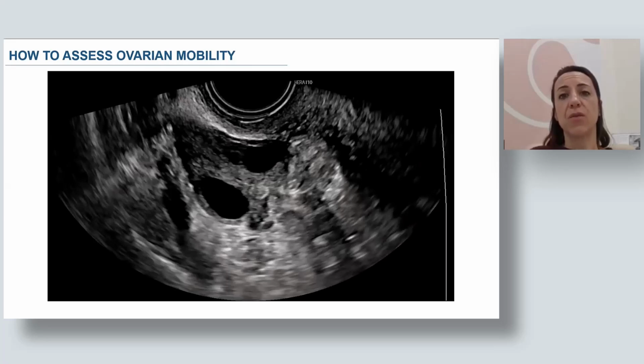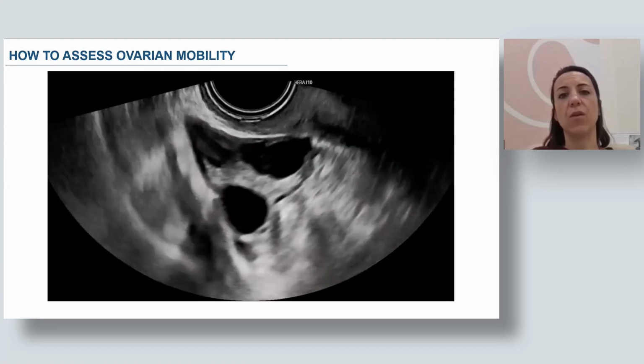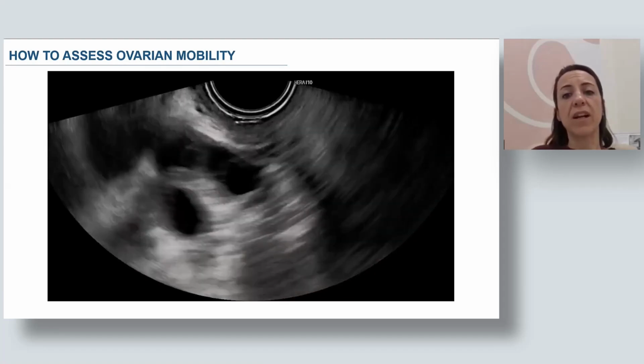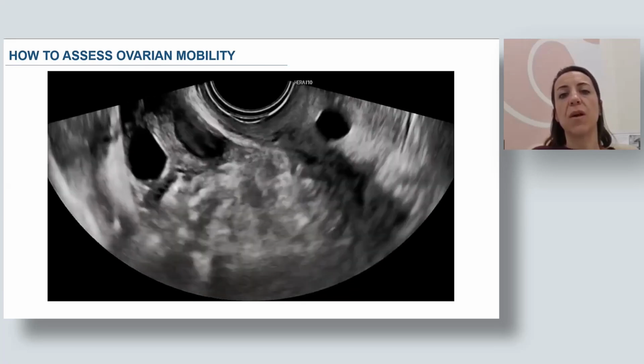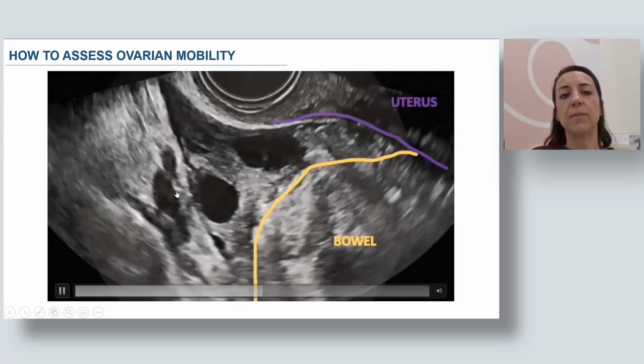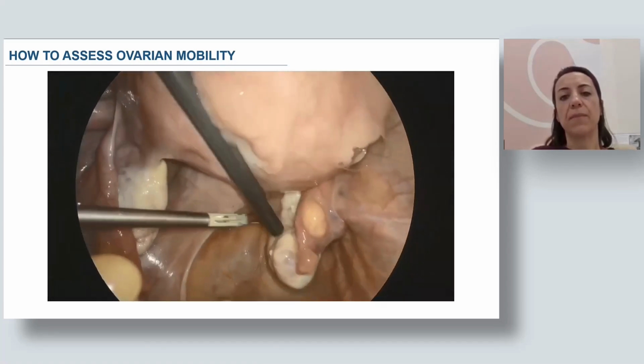Transvaginal ultrasound examination is a dynamic examination, and by pushing the ovary against the surrounding organs, we can assess the mobility. Surrounding organs include the uterus, bowel, the sacrouterine ligament, and the pelvic side wall. In this case, the ovary was free.